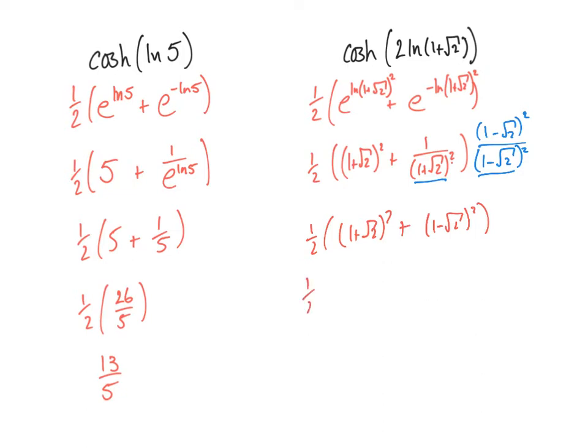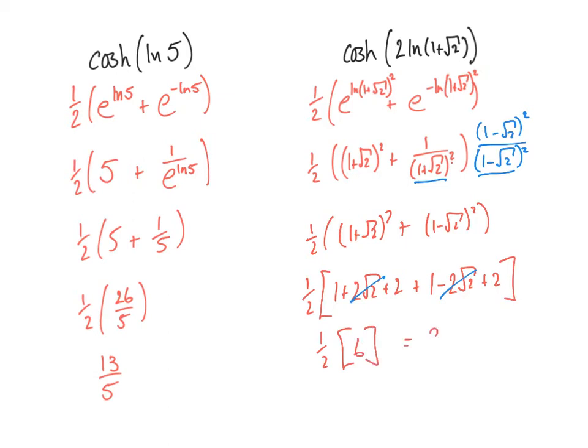So that ends up being a half of, when I multiply this out, I get 1 plus 2 root 2 plus 2. And when I multiply this second bracket, I get 1 minus 2 root 2 plus 2. So this is a half of, well, again, it works out nicely. The 2 root 2 and the minus 2 root 2 cancel out, and we get a half of 6, which is 3.